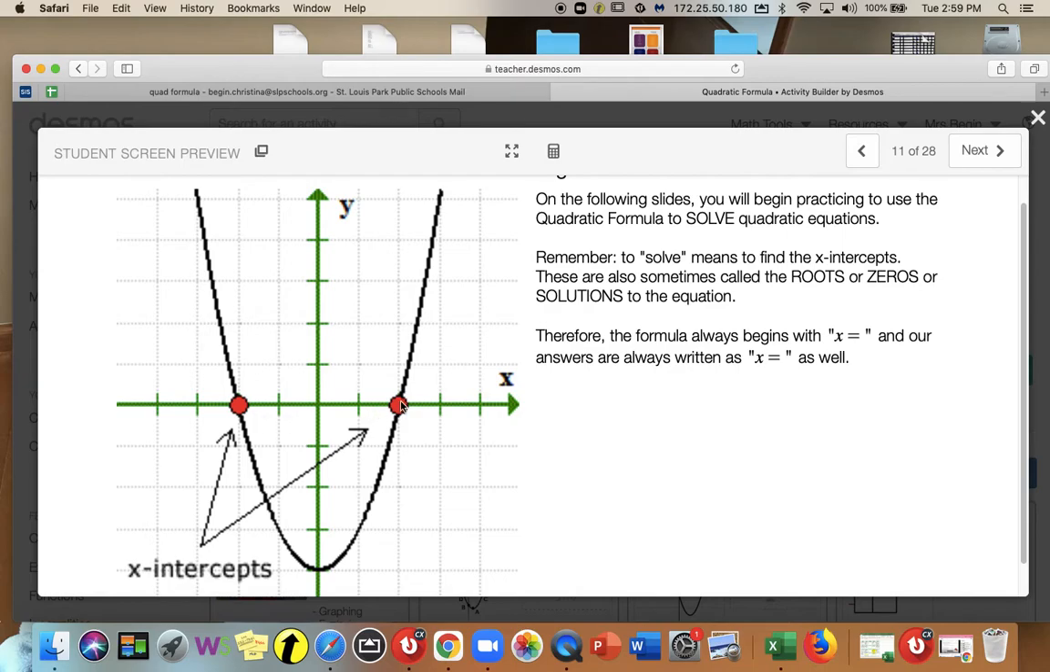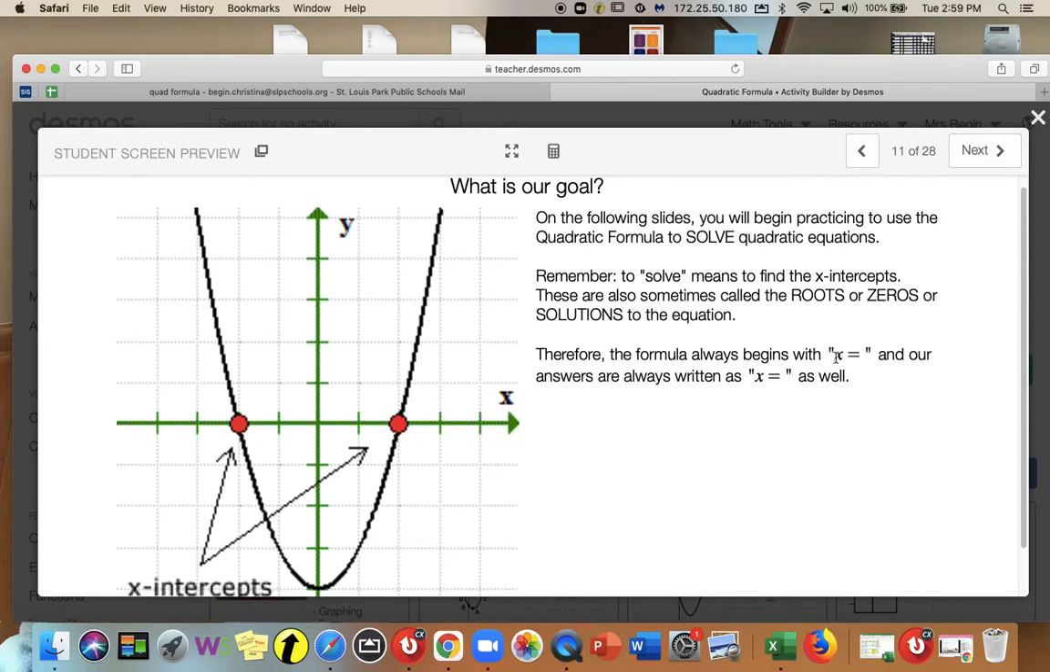We can do it using the factors, and we can find it using the quadratic formula. And those answers, those red dots, are called x-intercepts. They're also called the roots, zeros, or solutions to the equation. So therefore, when we solve, our answers should be x equals and x equals. That's what this is saying.